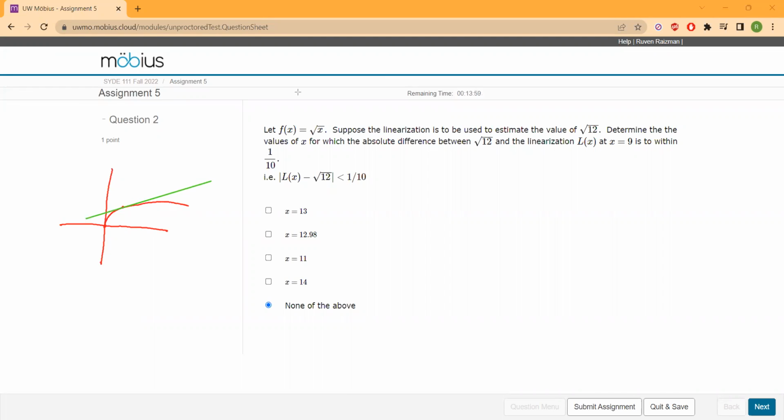And so this line is going to be able to predict the values near the function, because we know that at this exact point the slope is equal to it, and so near it, the slope should be quite close. So what this is basically asking is, if we make a linearization at x equals 9, how far can we get away from it so that if we're trying to estimate root of 12, it's within 1/10 of it. And now, just quickly, how do we get the linearization?